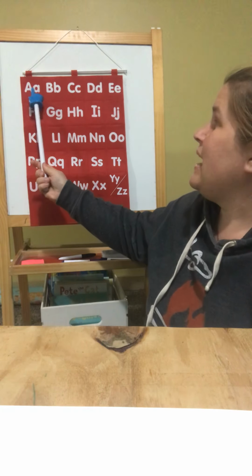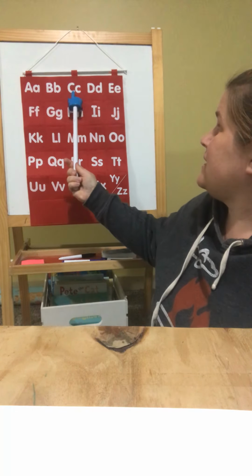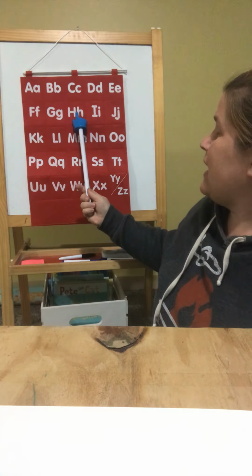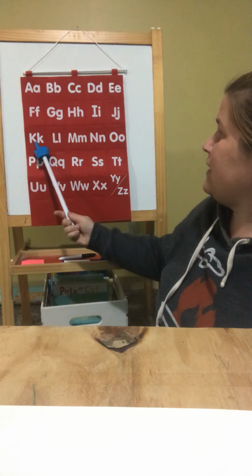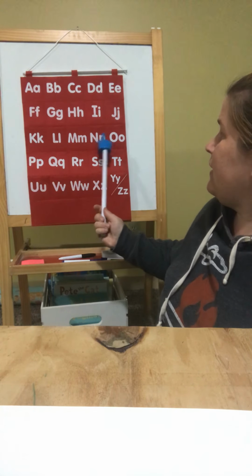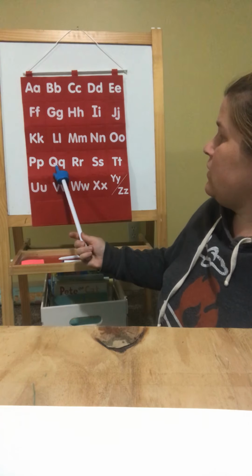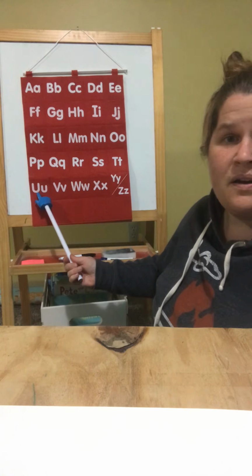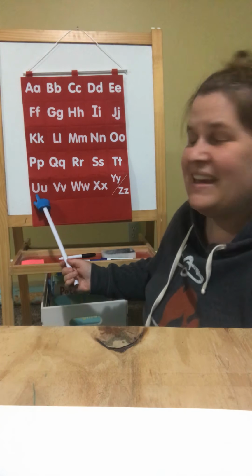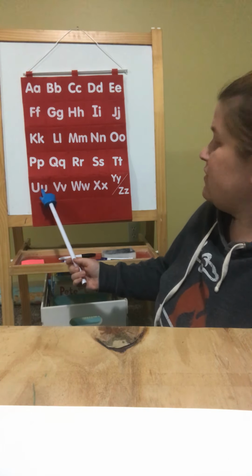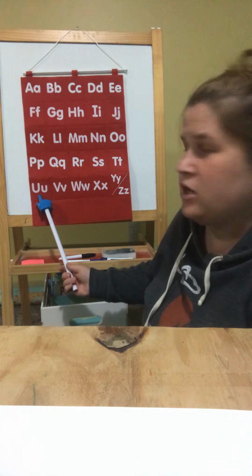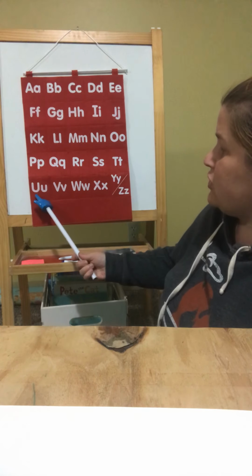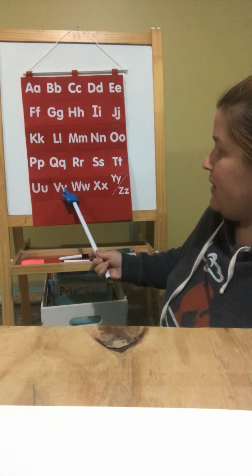Here we go. A, B, C, D, E, F, G, H, I, J, K, L, M, N, O, P, Q, R, S, T, U. Oh, we found it. And if we look, the letter just before U is the letter T. And the letter after U is the letter V.